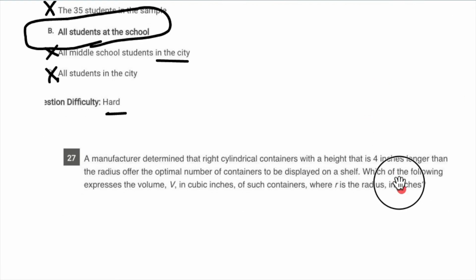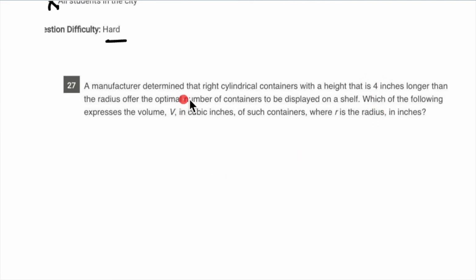All right, 27. A manufacturer determined that a right cylindrical container with a height that is 4 inches longer than the radius offered the optimal number of containers to be displayed on a shelf. Which of the following expresses the volume in cubic inches of such containers, where r is the radius in inches? Okay, this is one where the answer is on the next page. So we're going to have to turn the page to look for the answers.